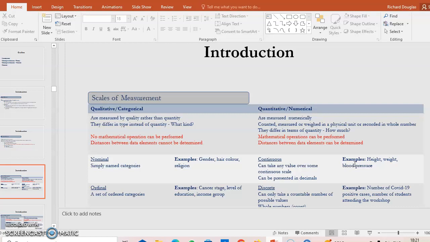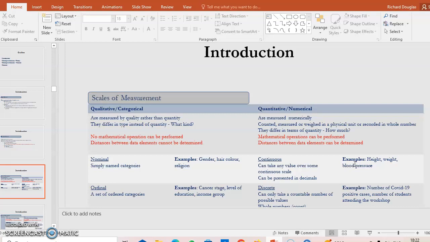Then you have the discrete variable. Discrete variables are variables that you can count. For example, the number of COVID positive cases. These are observations that can be counted. You can say 10, 20,000, 40,000, something of that nature. Or the number of students attending a workshop. Those types of observations or cases can be counted.